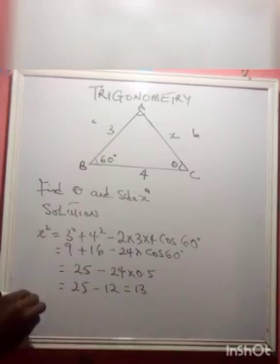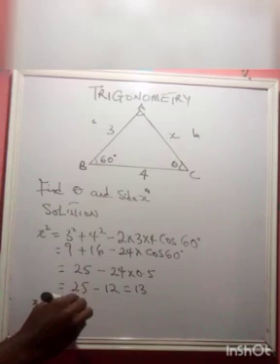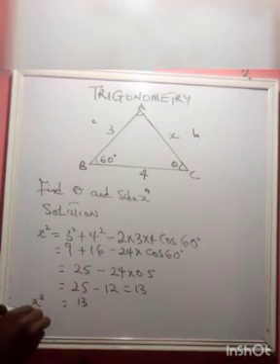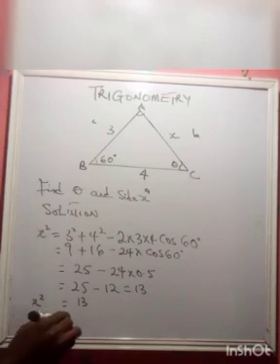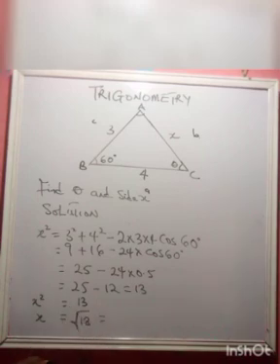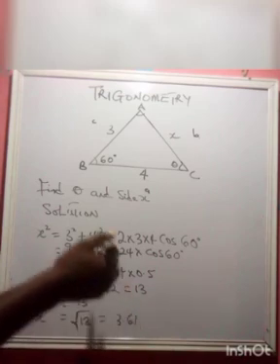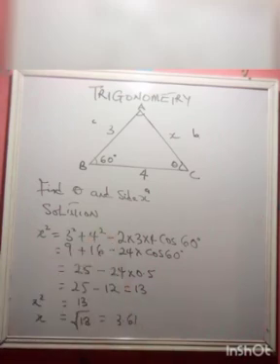Now take note, x squared is equal to 13. How do we get x? We find the square root of both sides. So x is equal to the square root of 13, which will give us 3.61. So 3.61 is our value of x.